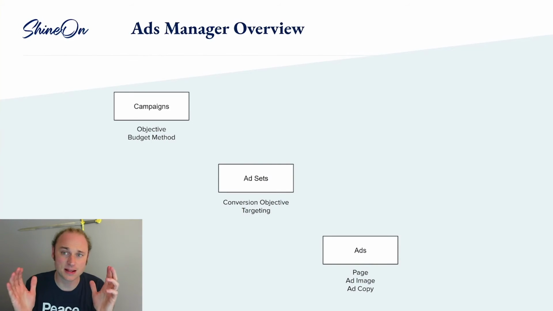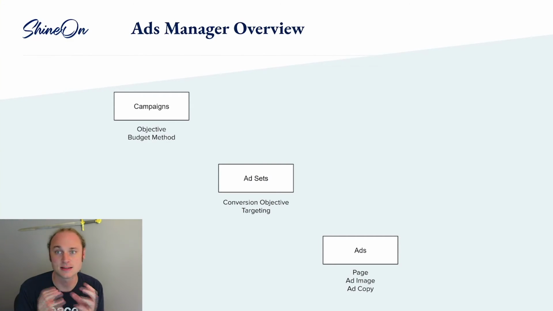And at the campaign level, you're going to choose your objective for the campaign, whether you're trying to get engagement, drive likes, get conversions, that kind of thing. You're also going to choose your budget method. So you're going to choose whether or not you want to use campaign budget optimization or ad set budget optimization. If you choose campaign budget optimization, you're also going to have to set your budget at this level. If you choose ad set budget optimization, you set the budget at the ad set level.